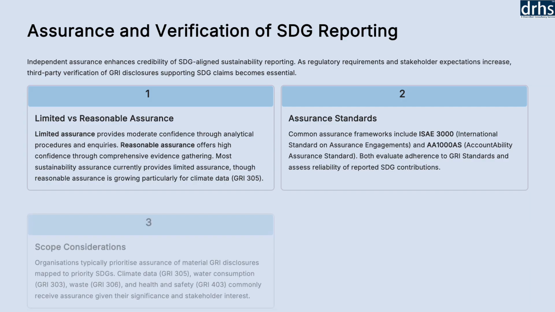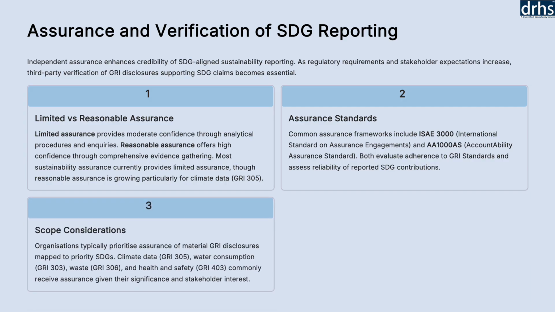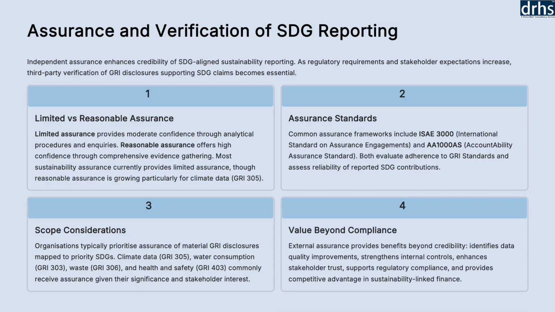3. Scope considerations. Determining the scope of assurance is a strategic decision. Organizations may initially assure priority SDGs, material ESG indicators, or selected GRI disclosures, particularly those with higher risk or stakeholder interest. Scope often expands progressively to include value chain data, Scope 3 emissions, and social indicators as systems and data quality improve.